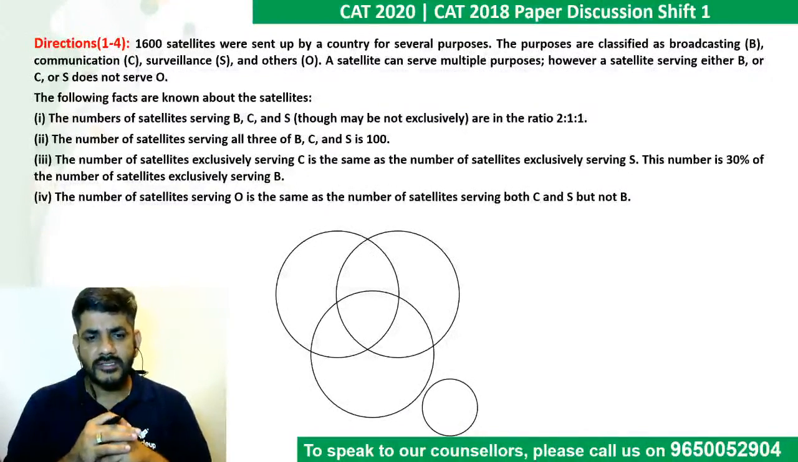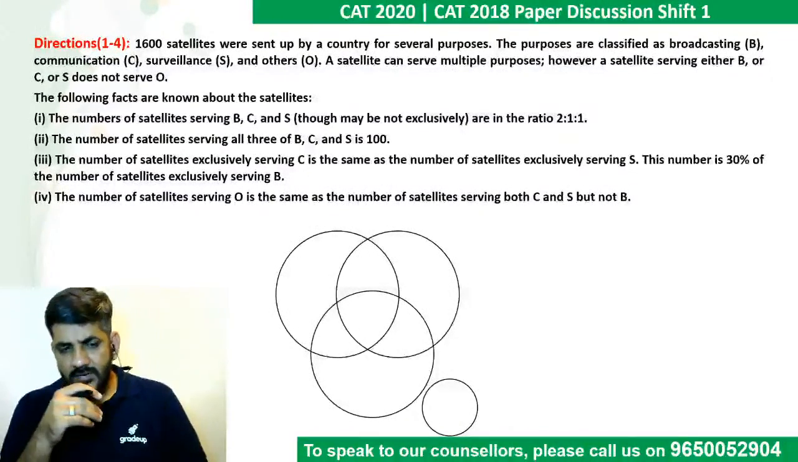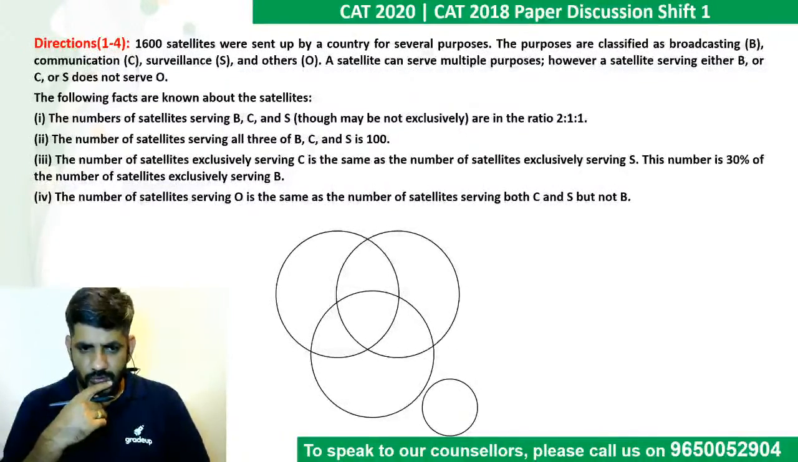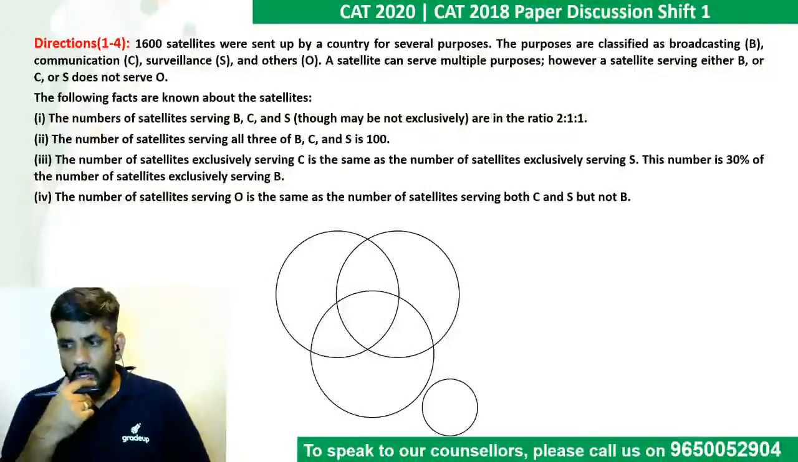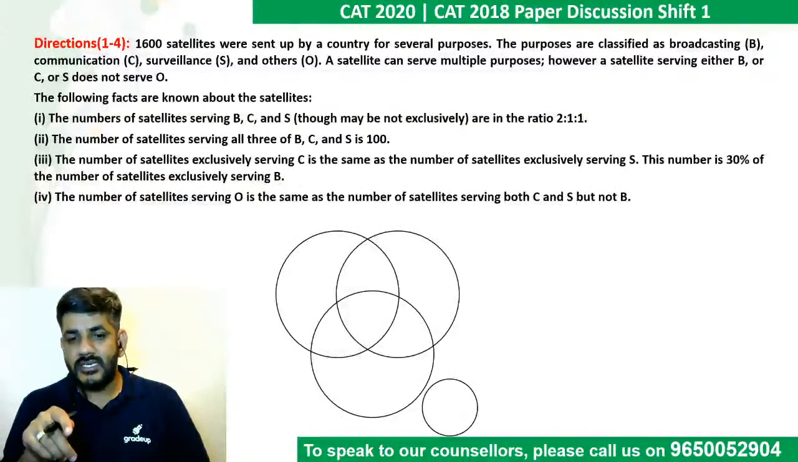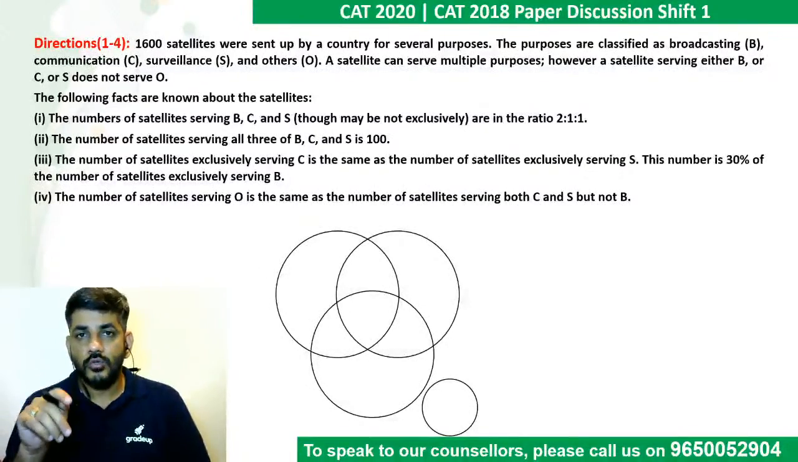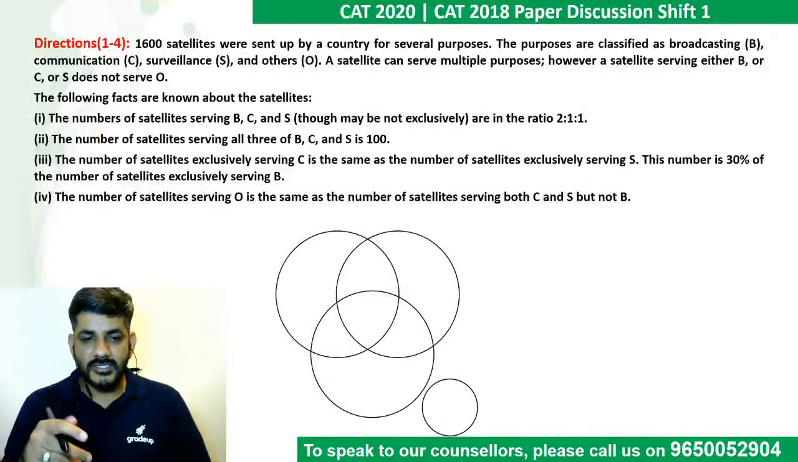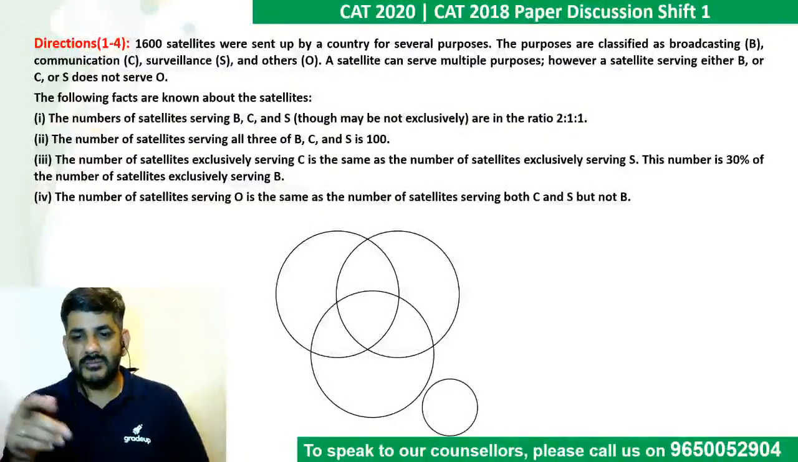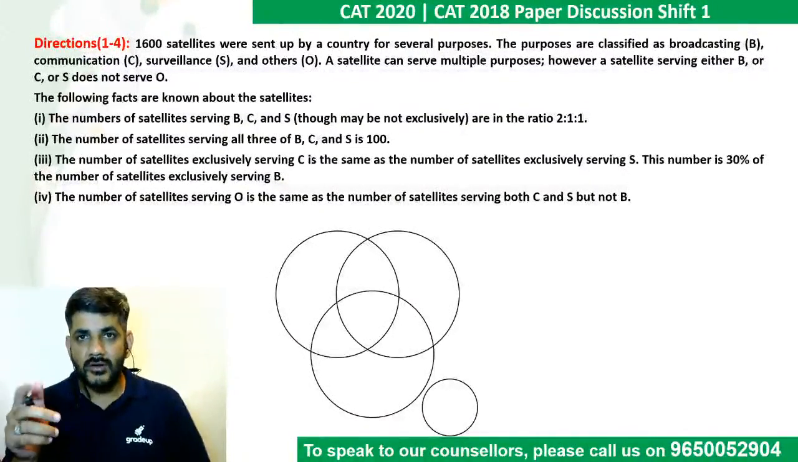Here, if I look at this set, the first information is the number of satellites serving B, C, S in the ratio of 2:1:1. All 3 is 100. The number of satellites serving exclusively C is the same as the number of satellites serving exclusively S, which is 30% of exclusively B. The number of satellites serving O is the same as the number of satellites serving C and S but not B.